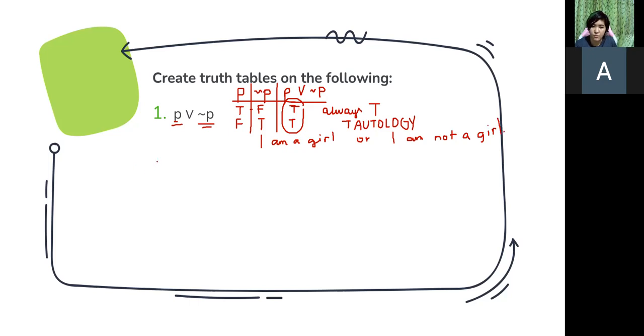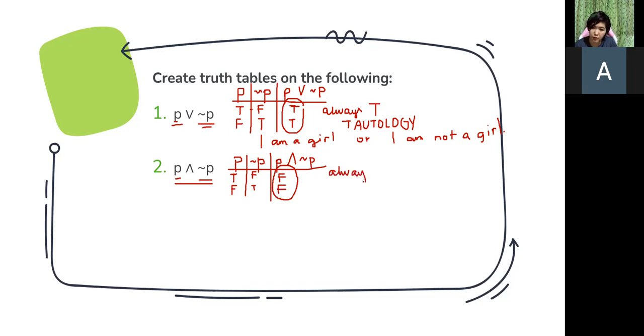Okay, let's have number two. Okay, ganun din, but this time we have the and operator. One proposition, true, false. Hanapin ang negation, not P. Kabaliktaran, false, true. Now, hanapin ang P and not P. If you remember, and means pareho dapat true. Meron ba sa kanilang parehong true? So, wala. Dahil wala, it's false. Now, this compound proposition is always false. This is called a contradiction.